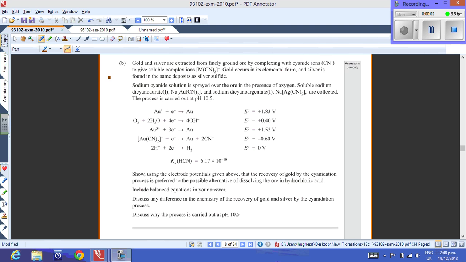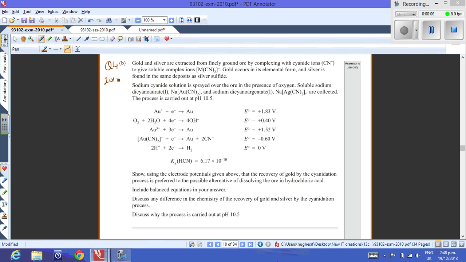Okay, so let's take a look at question 4b from the 2010 scholarship paper. It's a redox chemistry question, which I'm starting to really like these questions now. And it's in context as well. Gold and silver are extracted from finely ground ore by complexing with cyanide ions to give soluble complex ions, where M represents the metal, and that's going to be either Ag for silver or Au for gold.